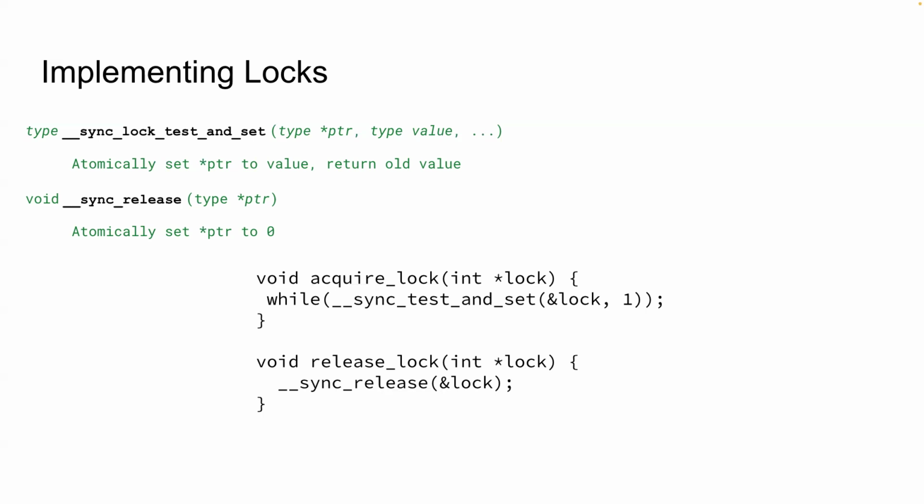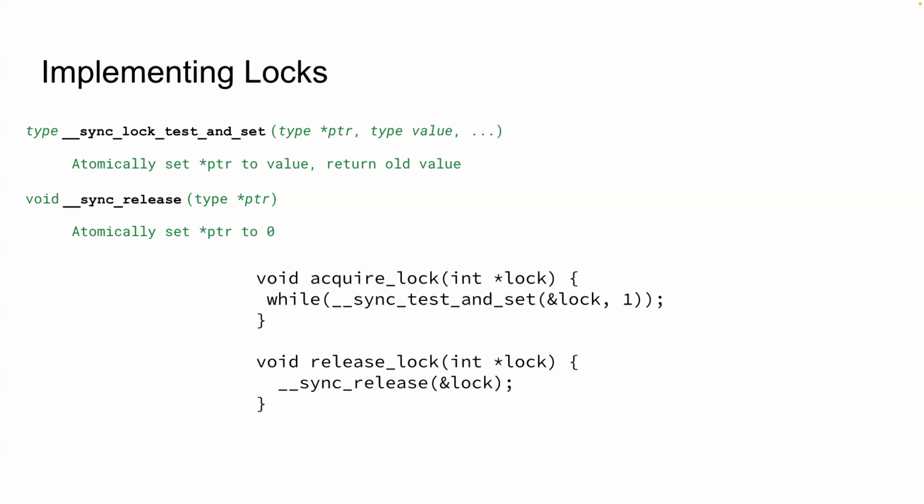So this is a while loop. It tries to do the atomic operation, and when the lock is 0, it sets it to 1 and returns 0, and the while loop breaks. Does that make sense to everybody?